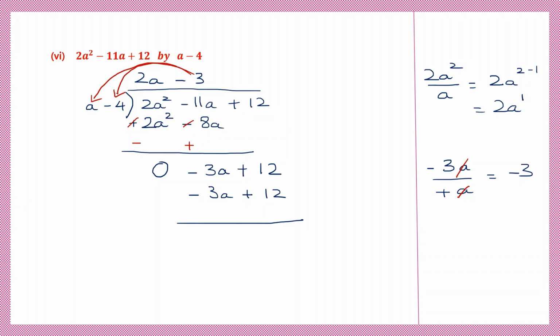Now I have to subtract. Minus becomes plus, plus becomes minus. So plus 12 minus 12 is 0. Again, minus 3 plus 3 is also 0. So my division is over. Let's go to the quotient. The quotient is 2a minus 3, which is our answer. So our final answer, 2a minus 3.